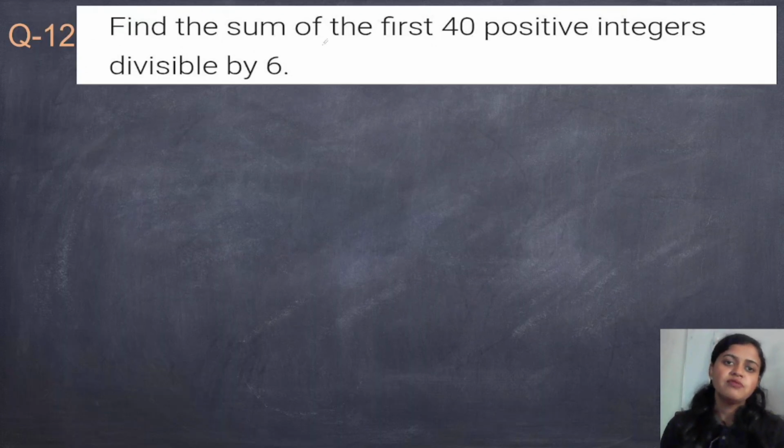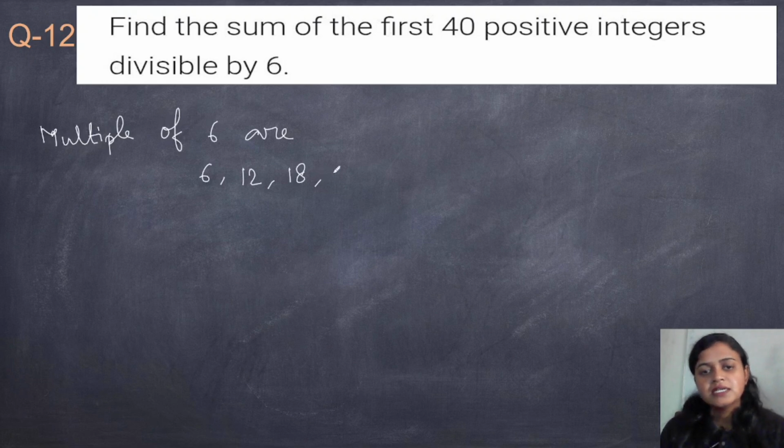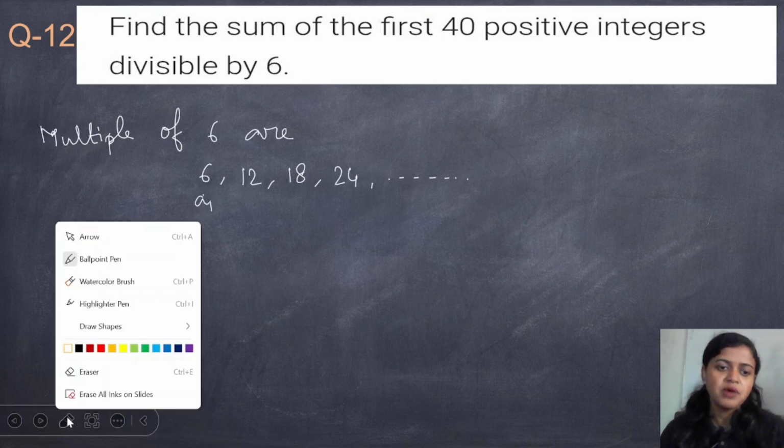Next, question number 12. Find the sum of first 40 positive integers divisible by 6. Sum of 40 positive integers divisible by 6 means we have to find the multiples of 6. First 40 positive integers. So multiples of 6 are 6, 12, 18, 24, and so on. So first 40 means this is a1.